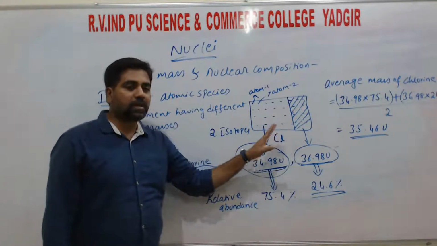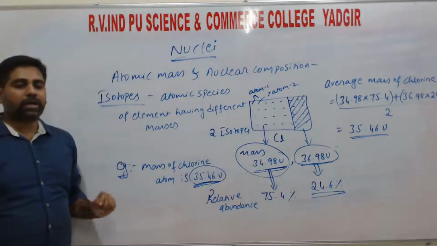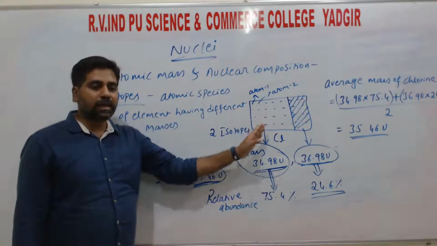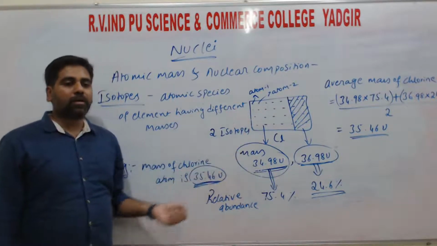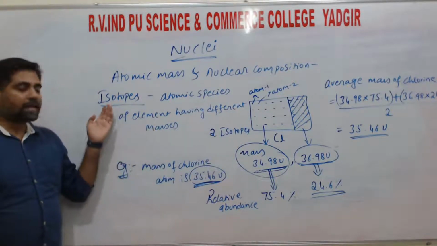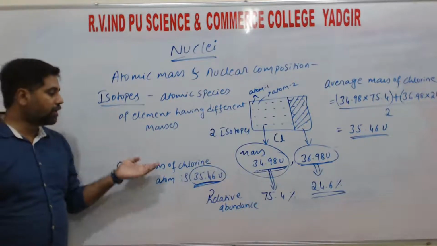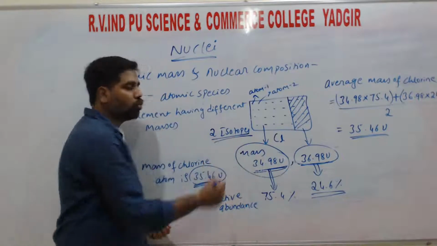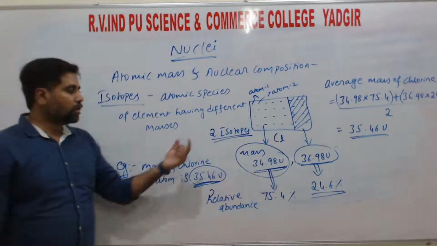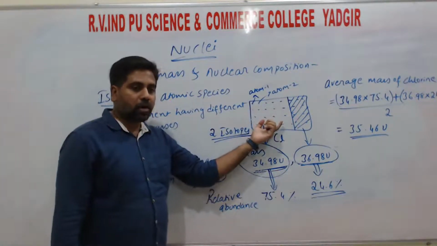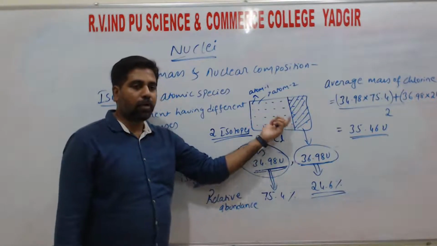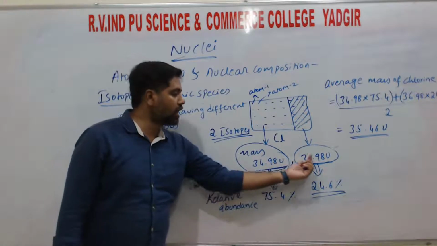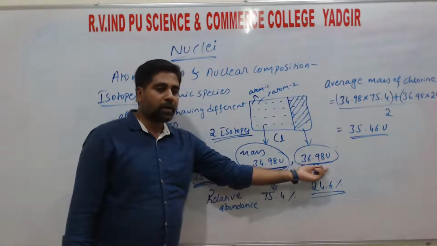So which possess the same chemical properties but different masses, right? Any atomic species which has the same chemical properties and different mass, that one we call an isotope. Here we have taken chlorine as an example. In chlorine we have two isotopes, nothing but chlorine containing atoms having two different types of masses. One has the mass 34.98 and another has the mass 36.98.